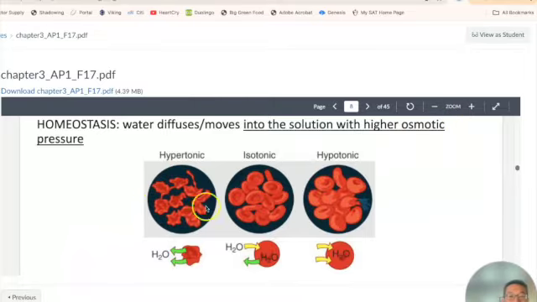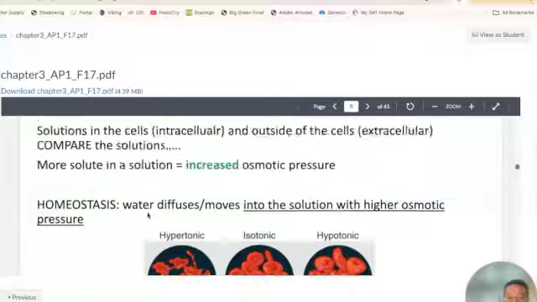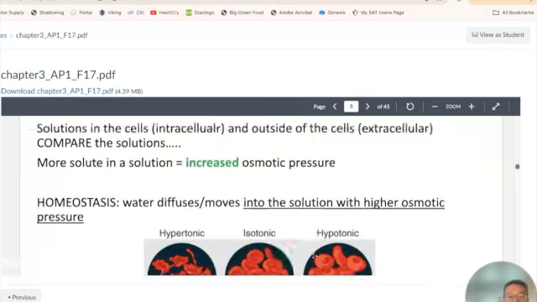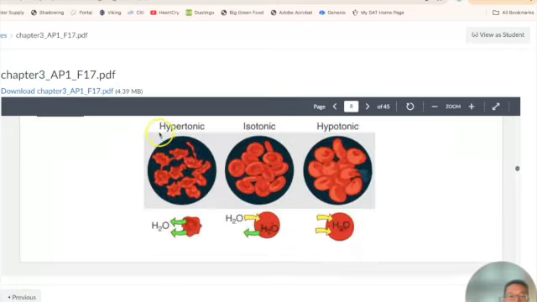Okay, so in this picture, you see some red blood cells. It looks dried up like a raisin because all the water is drawn out. So in this case, we call this hypertonic. Isotonic, where everything looks good, water is going in as water is going out. So everything is in homeostasis.